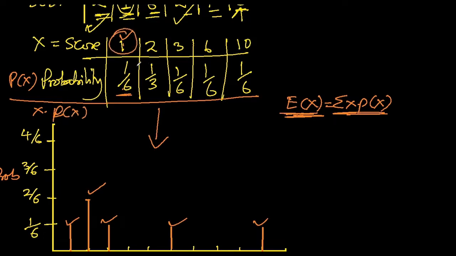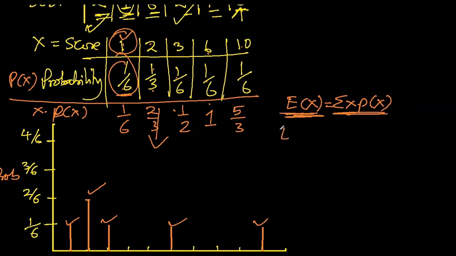So we'll multiply x and px and write it here. 1 times 1/6 is 1/6. 2 times 1/3 is 2/3. 3 times 1/6 will be 3/6, which is half. 6 times 1/6 is 1, and 10 times 1/6 will be 10 over 6, which is 5 over 3.